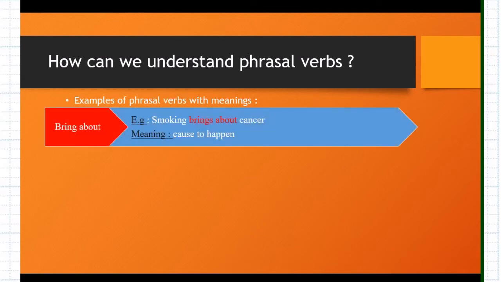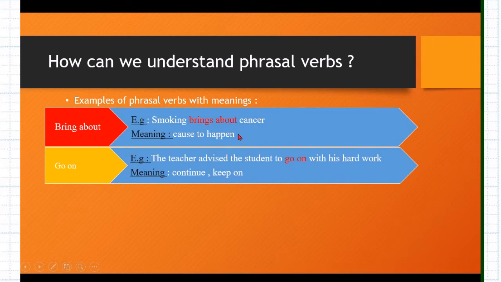Some examples here: bring about. Smoking brings about cancer. So if I give you the phrasal verb bring about and I ask you to give me the meaning, you can't, because you need to put it in context first. Smoking brings about cancer, it means to cause or to happen. Go on. The teacher advised the student to go on with his hard work. For example, we have a great student and the teacher said to him or her, great work, go on, keep on, carry on, or continue.